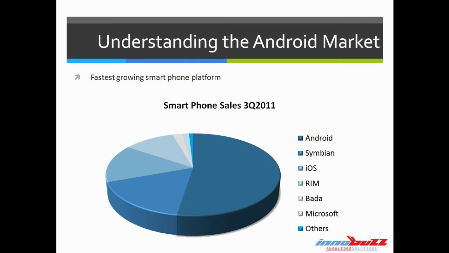Understanding the Android market. Currently, mobile operators, irrespective of the technology used, whether they are CDMA operators or GSM operators, prefer Android devices. This in turn has boosted the Android sales in the market. Currently, Android is the fastest growing smartphone platform. As of the smartphone sales of the third quarter of 2011, we can see Android clearly leads the sales in the smartphone segment. It's closely followed by Symbian and iOS, whereas RIM, Bada and Microsoft have lost their market share. This clearly indicates that Android devices are thriving in the market.